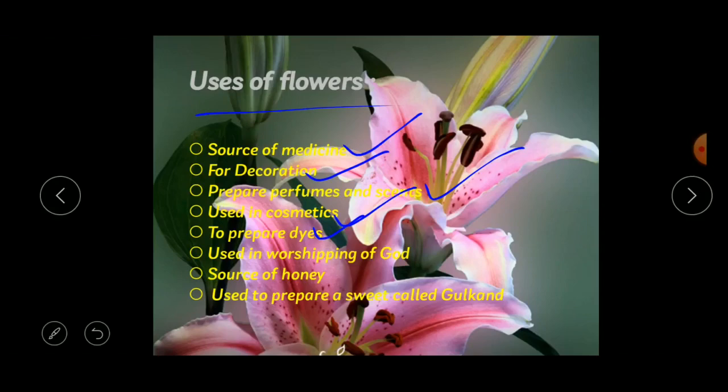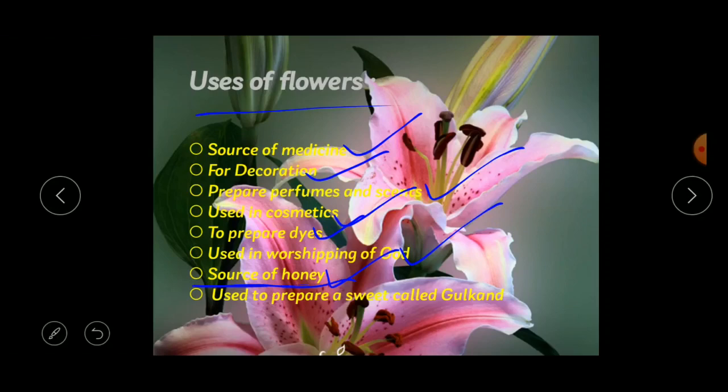And these flowers are used in worshipping of God, right? We use some of the flowers for worshipping of God, and the flowers are a source of honey. Now you tell me, what is the meaning of this sentence? The flowers are a source of honey. Already we have done the lesson, honey, sweet honey, right? Do you remember? Yes. What is the meaning of the sentence, source of honey?